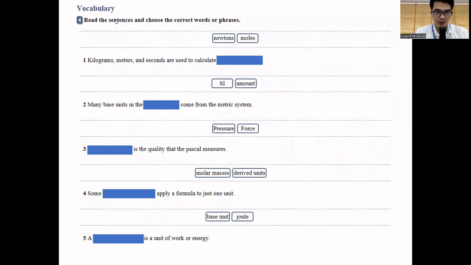For this section of the vocabulary segment, I want you guys to read the sentences and choose the correct words or phrases for each sentence. For each of these sentences, you have 2 choices. For the first one, you have newtons and moles. For the second one, you have SI and amount. For the third one, you have pressure and force. For the fourth one, you have molar masses and derived units. And the last one, you have base unit and joule.